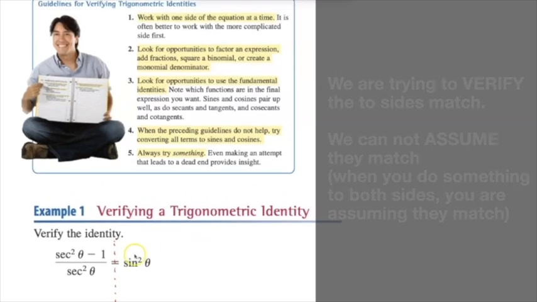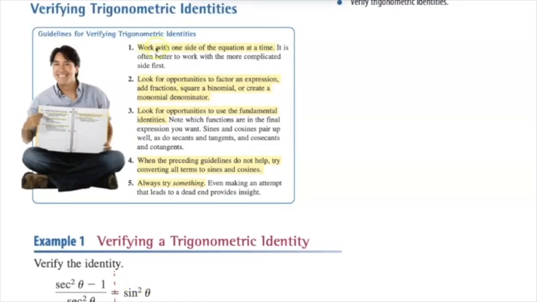You have to verify that this works. You can't assume it works. And there's some other tricks here. Work on one side of the equation at a time. Usually you want to start on the side, this is very important, that's more complicated. Start on the most complicated side. That's usually easier to do. This gives you something to work with.